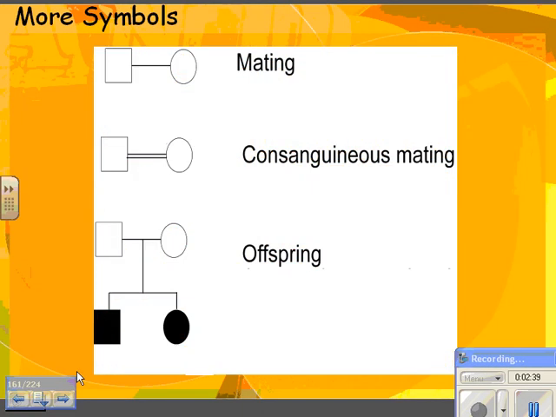Here's a few more symbols. Here's a regular mating. Here's a consanguineous mating. That means you marry your brother or your cousin. Ew. And here are the offspring. So here's a marriage, and then this means here are their babies. So they had a boy first and then a girl.